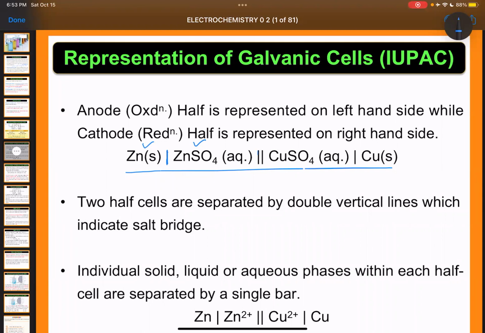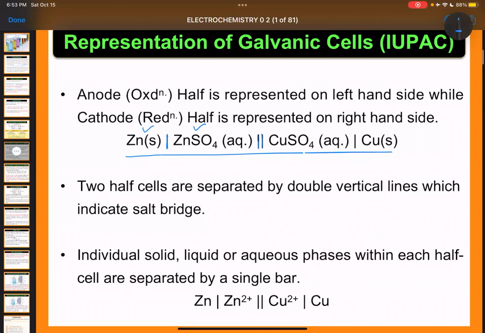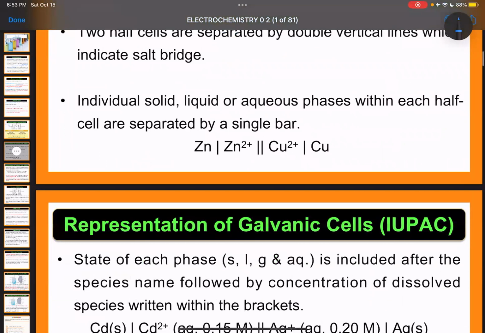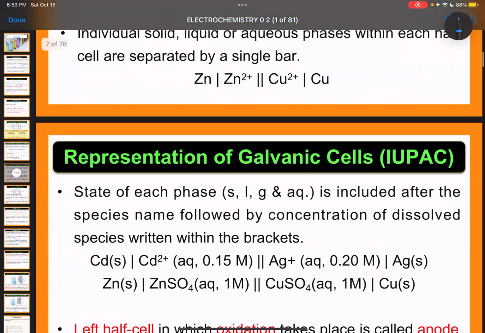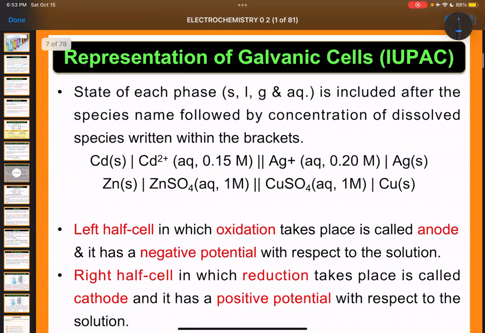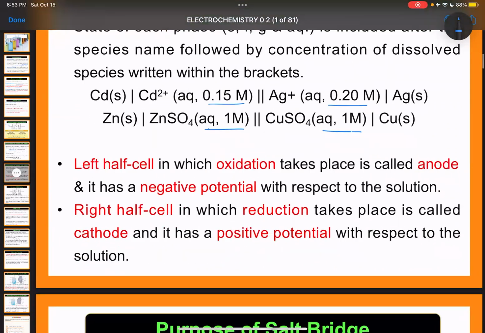And similarly, this is the salt bridge. You have the copper solution. The copper solution is taking electrons and changing to copper, getting deposited on the copper rod, right? So that is going to be the cathode. This is the normal representation of the galvanic cell. You also put the concentrations along with the state, that can also be put. So I hope this is clear.